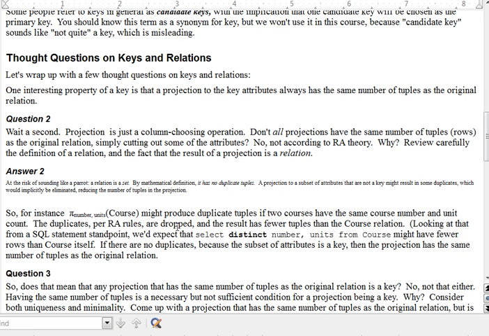Looking at it from a SQL statement standpoint might be a little clearer. Remember that SELECT DISTINCT number, units FROM course is the equivalent of the RA projection, and that DISTINCT would mean that we might have fewer rows than course itself as a result of that select. If there are no duplicates, because the subset of attributes is a key, then the projection has the same number of tuples as the original relation.